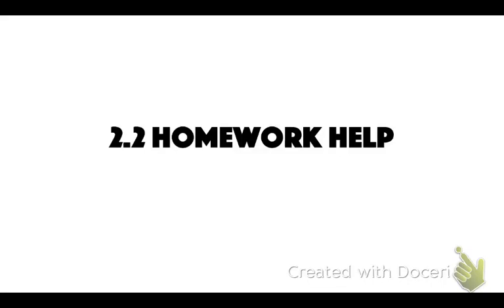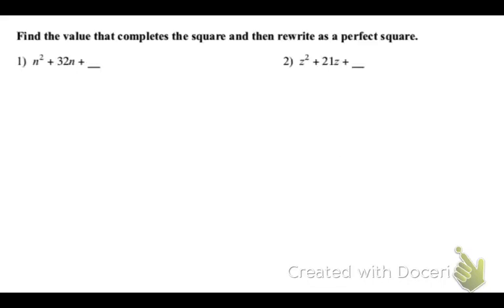Okay, 2.2 homework help. We're going to be completing the square. The first thing I want to do here is figure out what value helps me complete this square. Remember, to complete the square, we're always just going to look at this middle value right here. So we have 32, and I'm going to divide it by 2, and I end up getting 16.